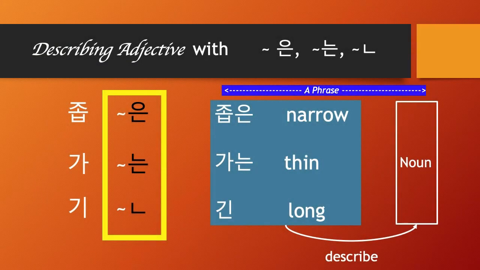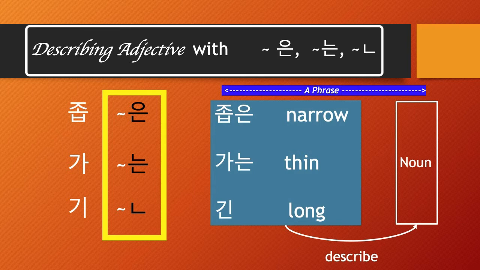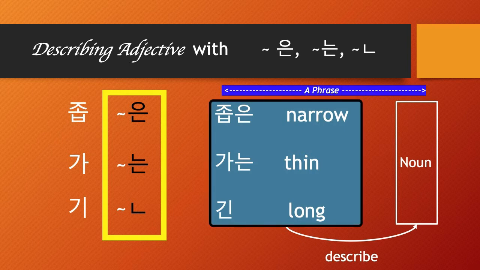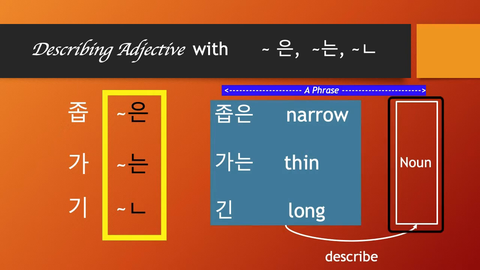Let's first memorize this title, describing adjective with 은, 는, 니은. 좁은 means narrow, 가는 means thin, 긴 means long. Narrow, thin, long, 좁은, 가는, 긴 is becoming a describing adjective to the following noun. For example, 좁은 길 means narrow road. Since we already know quite a few nouns from our body, we will use them as examples with describing adjectives. Here we go.